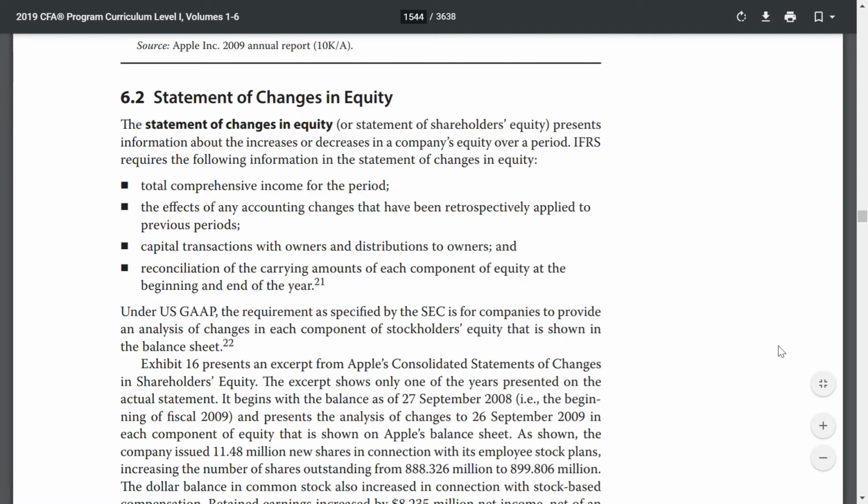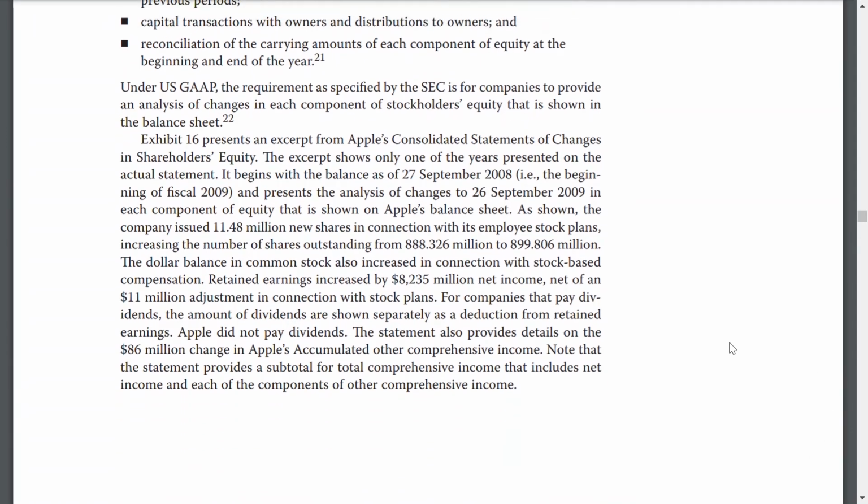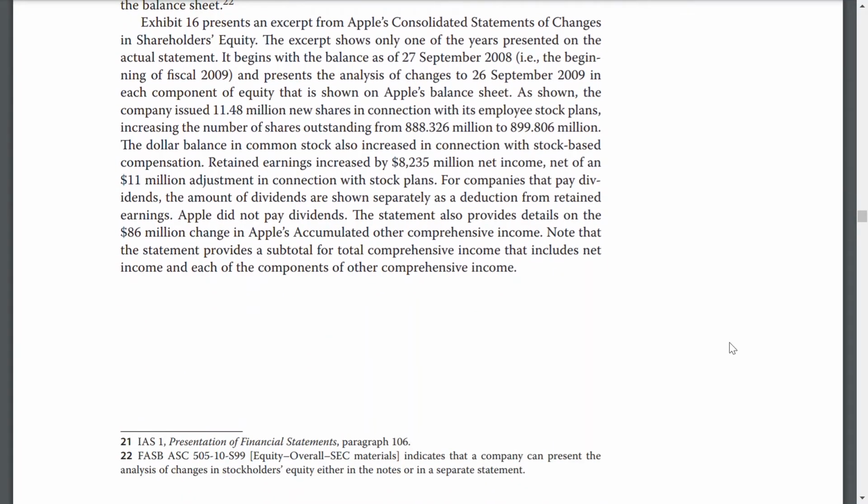Exhibit 16 presents an excerpt from Apple's consolidated statement of changes in shareholders' equity. The excerpt shows only one of the years presented on the actual statement. It begins with a balance as of 27th of September 2008, and presents the analysis of changes through 26th of September 2009 in each component of equity that is shown in Apple's balance sheet.